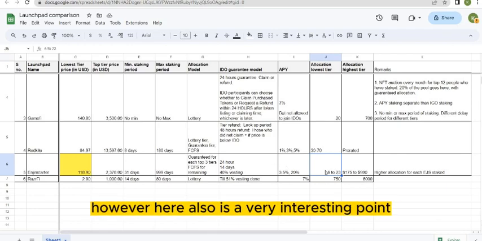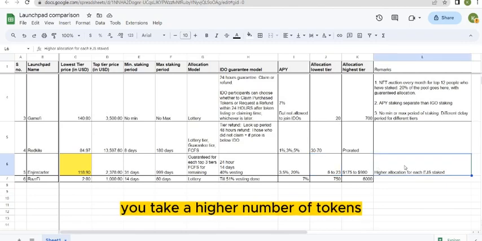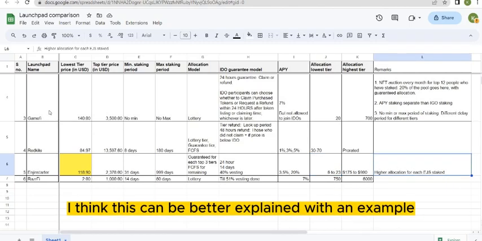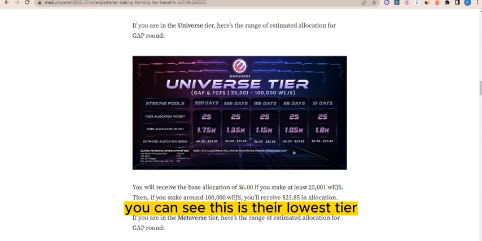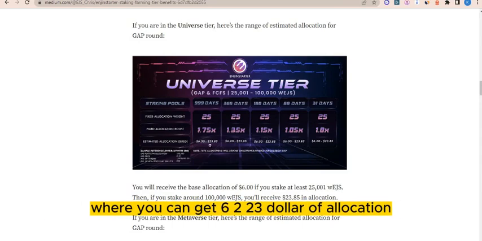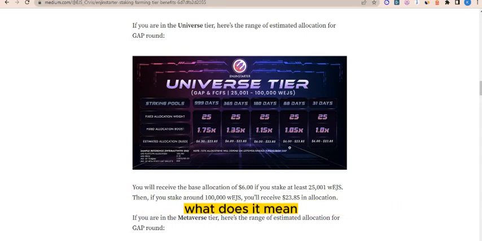However, here also is a very interesting point. They have actually done a good innovation. If you stake a higher number of tokens, then you can get higher allocation. I think this can be better explained with an example. Coming to this section, you can see this is their lowest tier where you can get $6 to $23 of allocation. What does it mean?